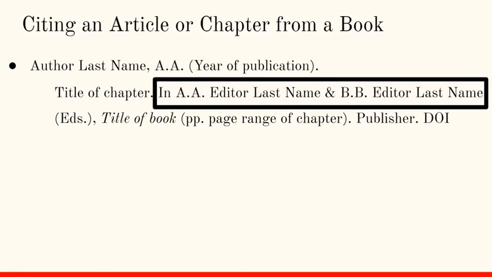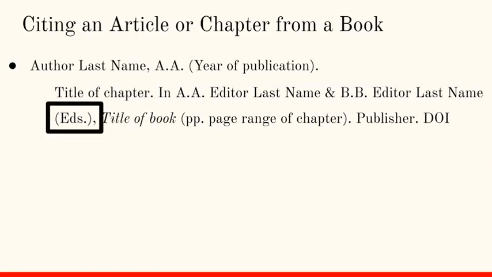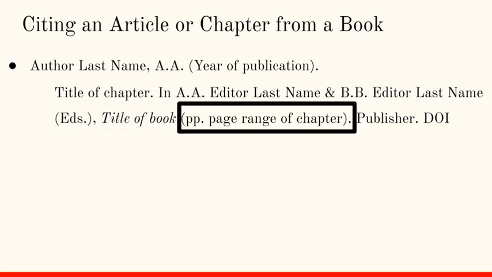Start this section with the word in, and then list the names of any editors involved with the book. You start with their first and middle initials, and then the last name follows. This is followed by the indication eds in parentheses to make it clear to the reader that these are the editors of the work, and this is followed by a comma. The next piece of information is the title of the overall book, in italics with the first word capitalized. Next, the page range appears in parentheses.